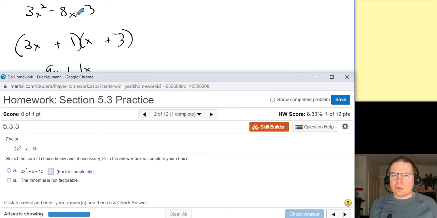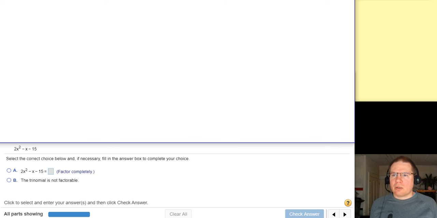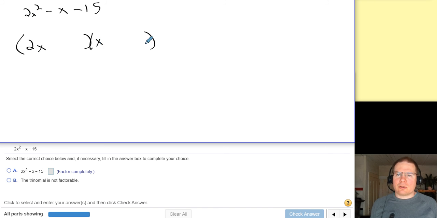Next, 2x squared minus x minus 15. Okay, another prime number here. Those are the best because there's only one choice. 15 not prime. All right, it's either going to be 5 and 3 or 3 and 5, 15 and 1, 1 or 15. Now this is negative, so I know the signs are opposite. And I know their difference is negative 1. So I need the negative product to be 1 higher than the positive product.